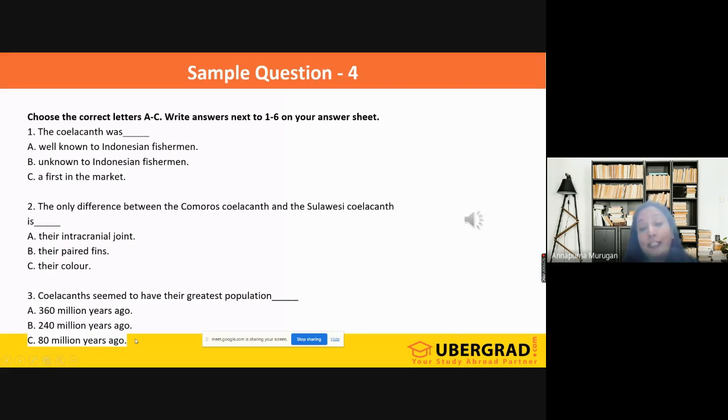He mentioned all the years, but not all of them matter for this one. 360 million years ago, it was found. Then 240 million years ago, it became abundant. Abundance means it was more in number. They're asking for the greatest population, so you need to tell when it was more. It was more 240 million years ago. And when it became extinct, around 80 million years ago. Got this idea?